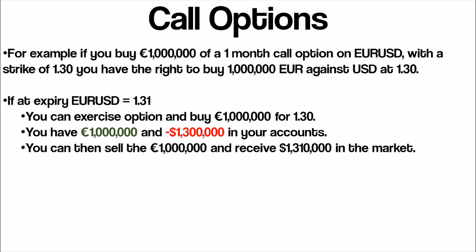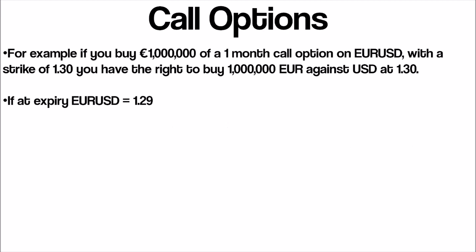We can then sell 1 million euros and receive 1.31 million in the market if the exchange rate is 1.31. What that means is we will end up with a $10,000 profit from this trade. Therefore, it makes sense to exercise the option at expiry.